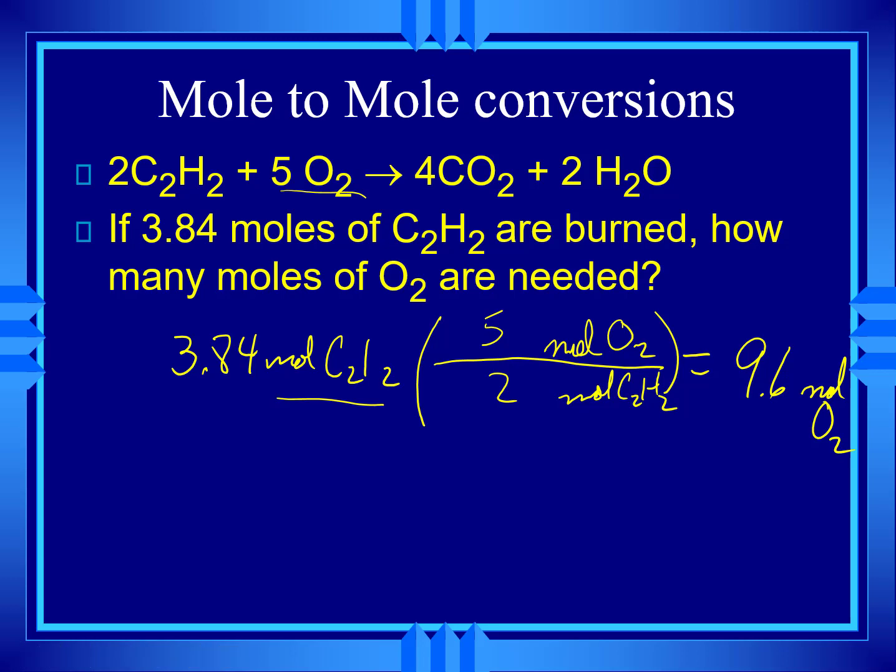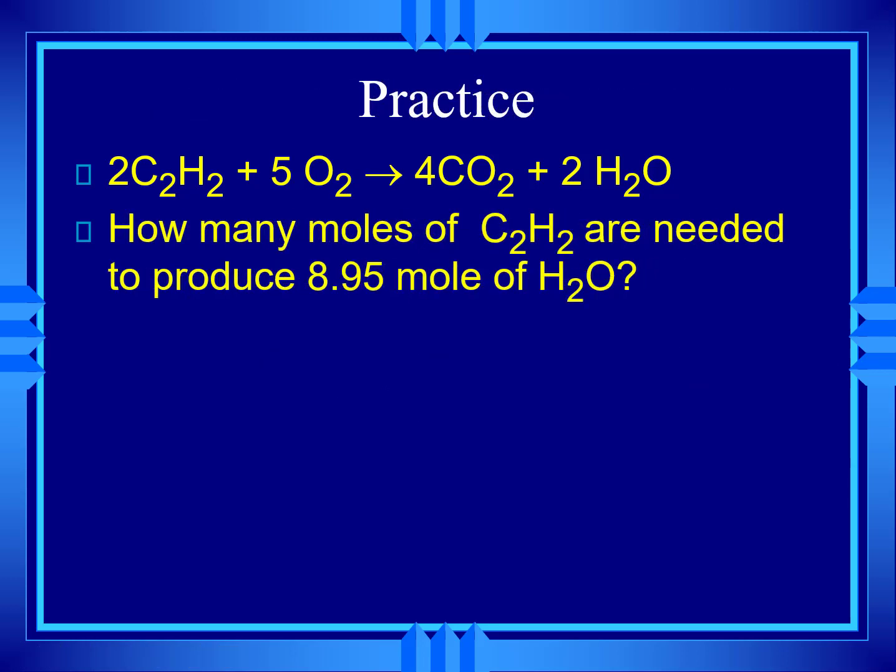Here's another example. Same equation. If I found out that I had made 8.95 moles of H2O, how many moles of C2H2 did I burn to produce that? So it doesn't matter whether it's a reactant or a product. You write down what they gave you, and you can turn any reactant in the equation to any product and vice versa. So it doesn't matter where it's at.